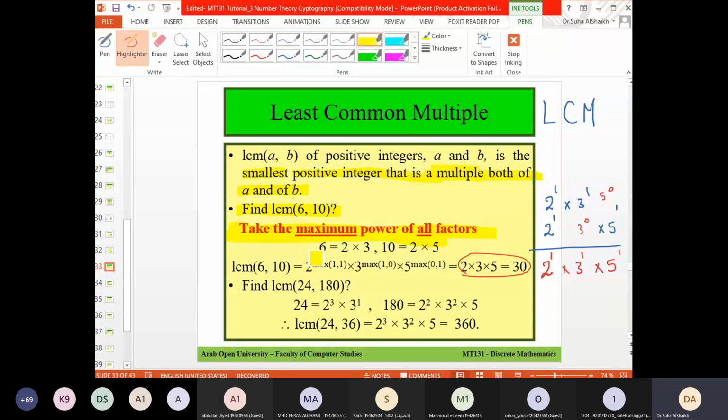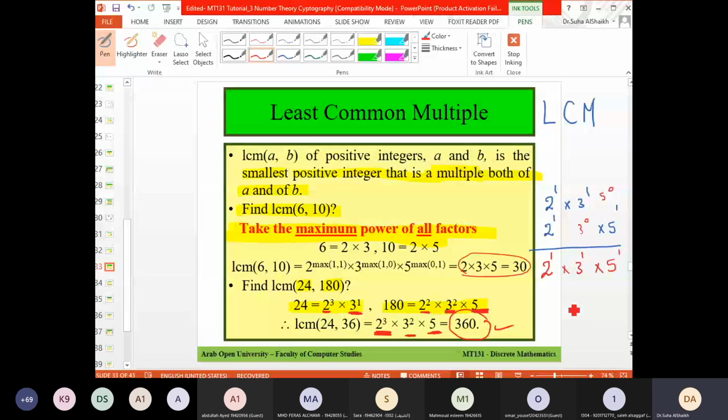Same thing here. We are finding the LCM between 24 and 180. This is the prime factorization. This is the prime factorization. Where is the biggest power of the 2? It's 2 power 3. Where is the biggest power of the 3? It's 3 power 2. What is the biggest power of the 5? It is 5 power 1. So it is 2 power 3, 3 power 2, and 5 power 1. The answer is 360. You got it?